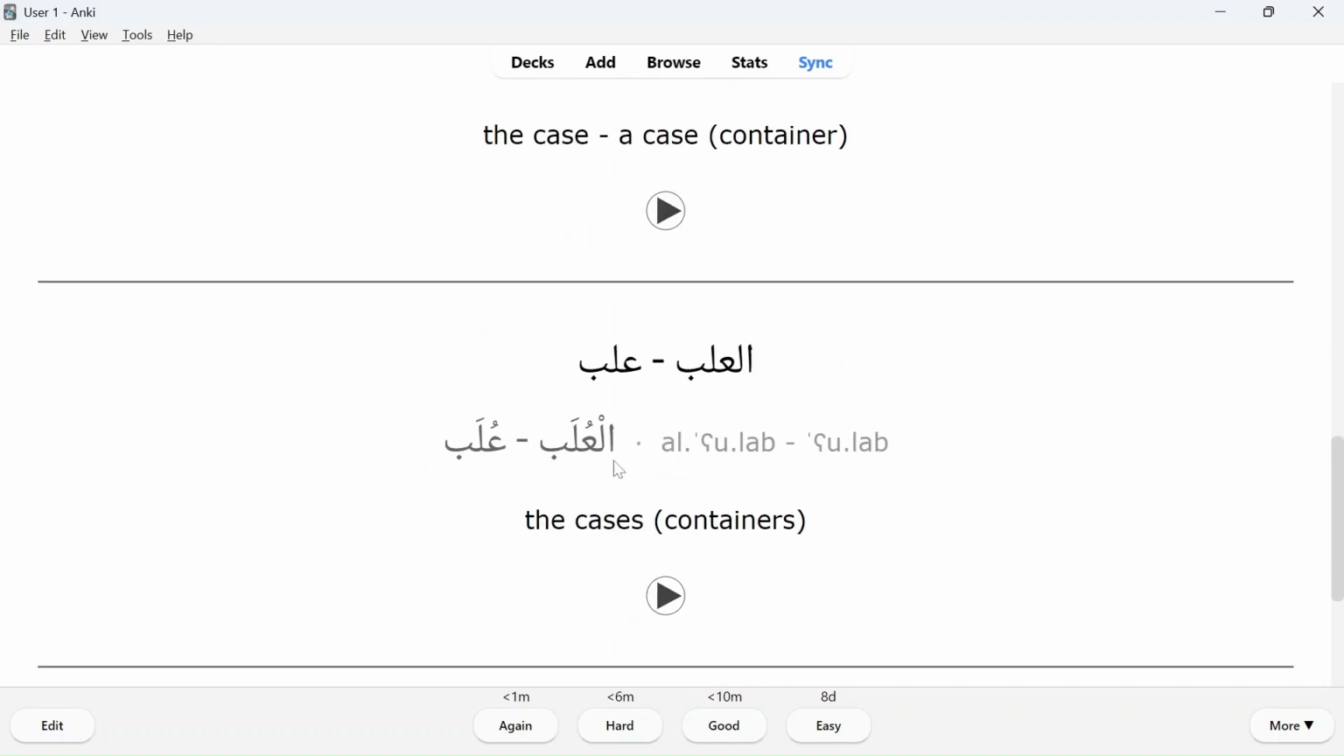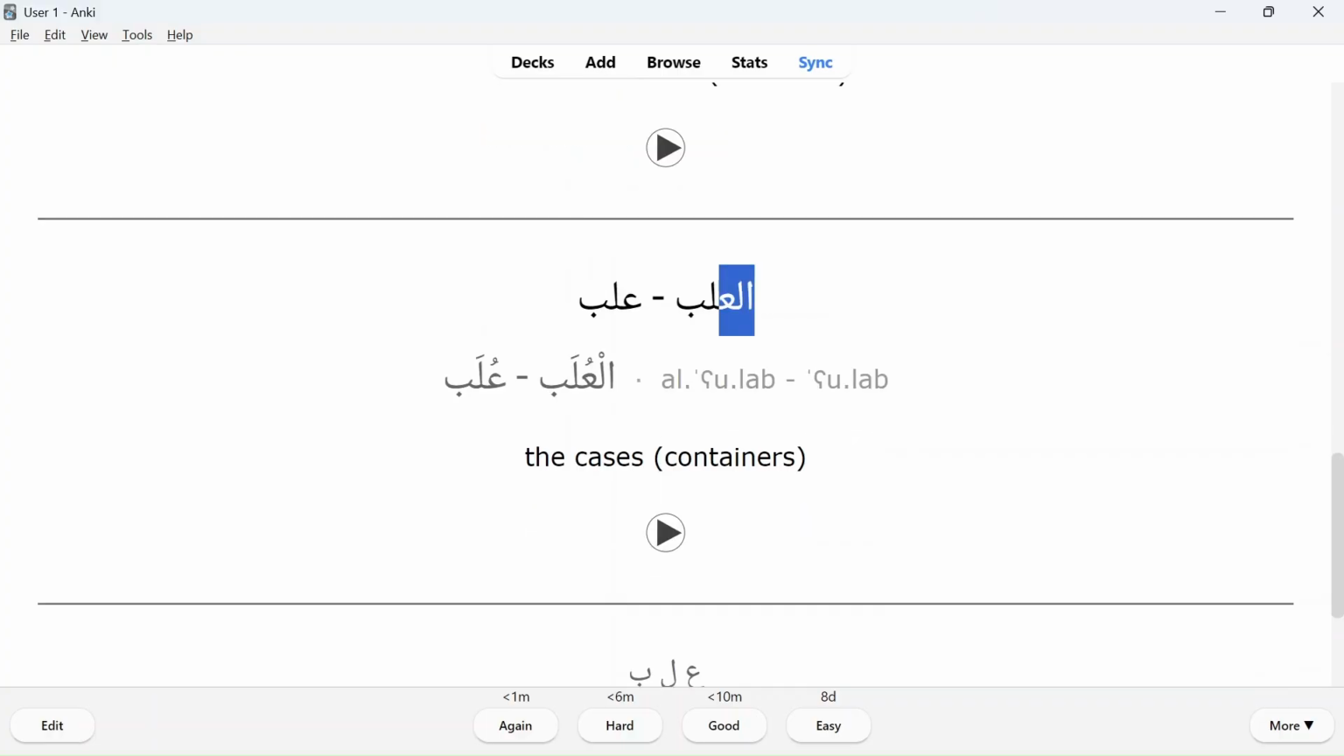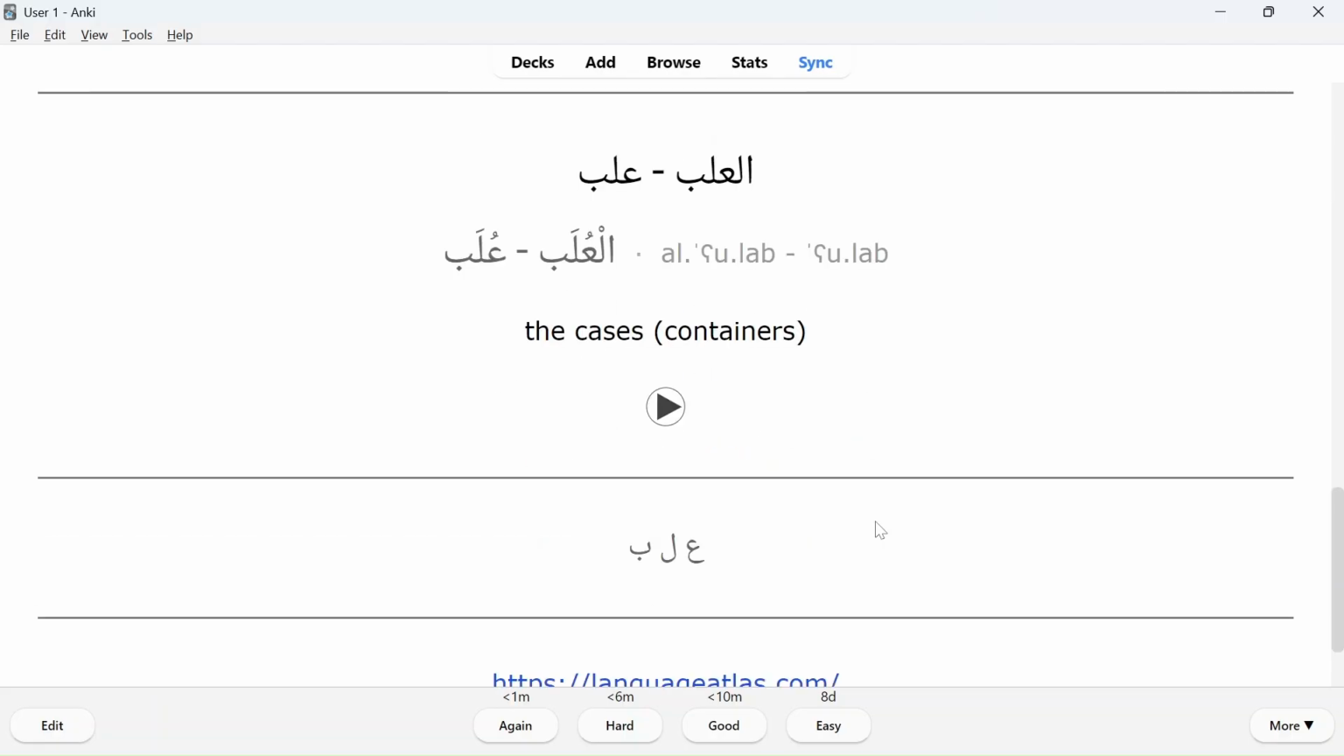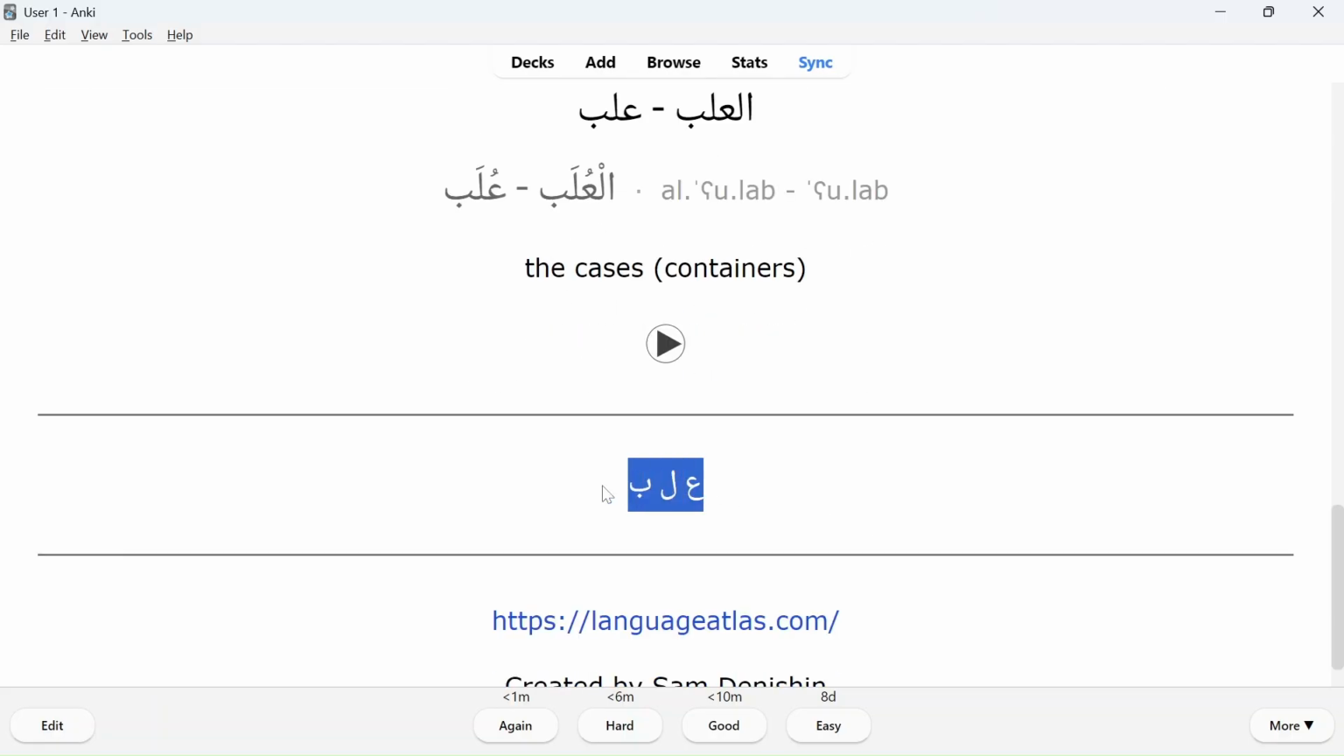Great. So the third area is the plural area. We see the word in its definite and indefinite form. We have the harakat, the word with harakat for pronunciation. We have the IPA notation, and we have the English translation as well. العلب علب. Great.